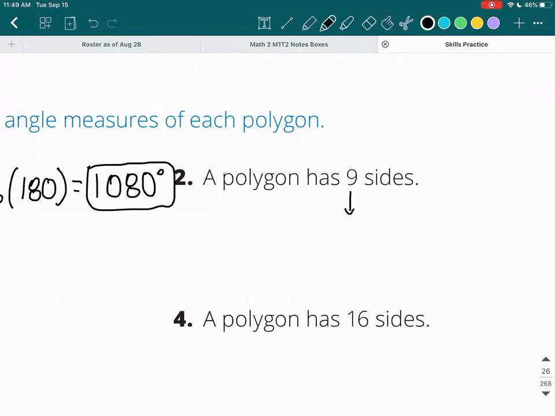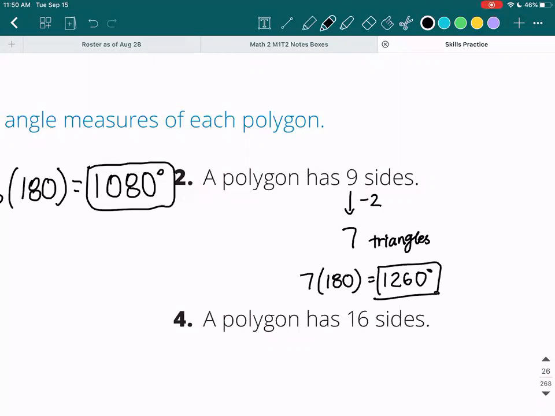Okay, so 9 sides, we're going to take away 2 again. So 9 minus 2 is? 7. Good, 7. So that's 7 triangles. And then those 7 triangles we're going to multiply by 180. Good. And then we get 1260. Good, 1260. Okay.